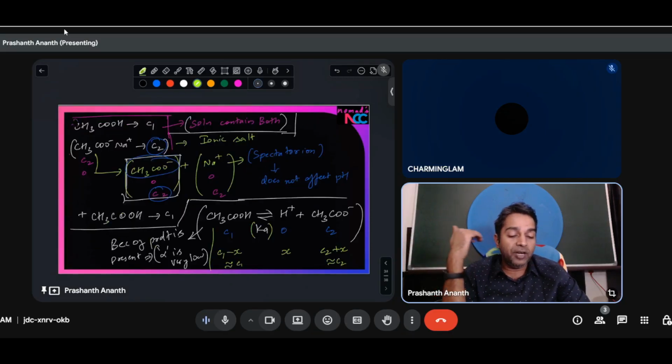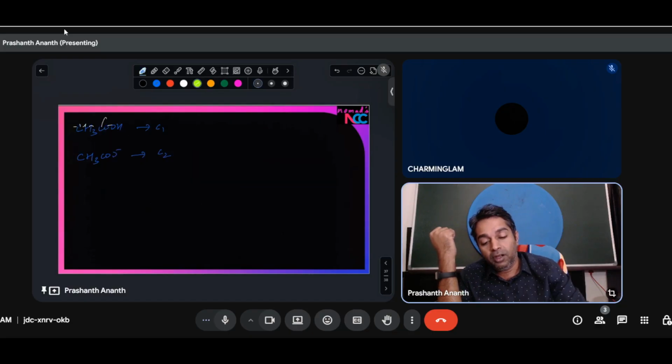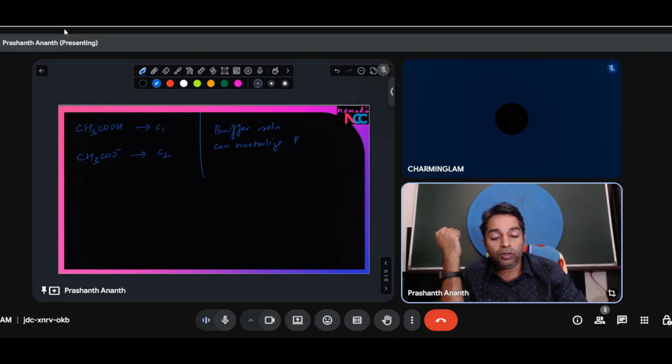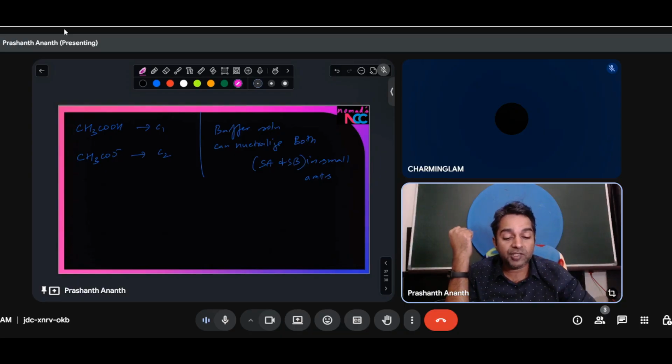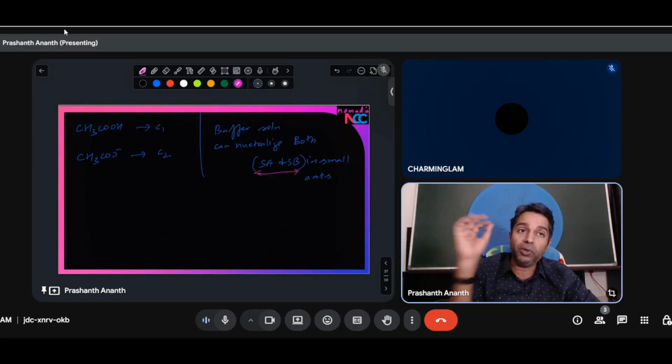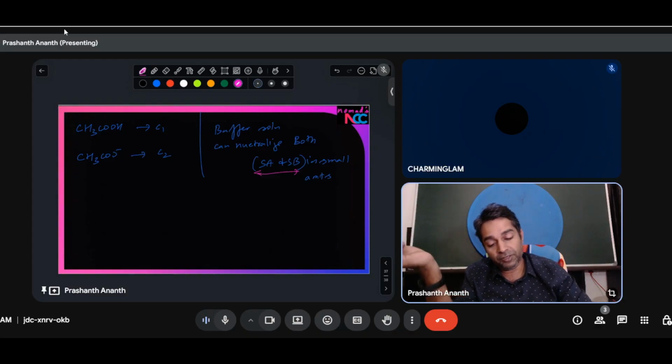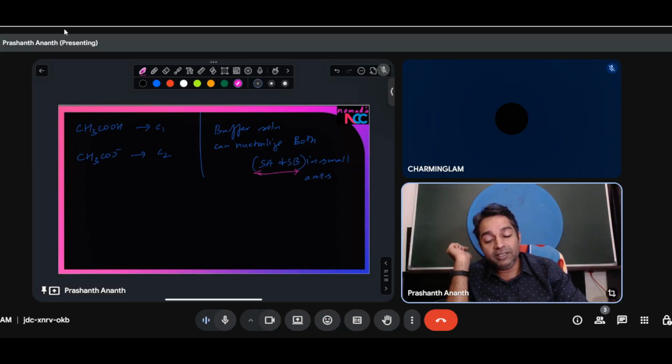So what is the principle behind a buffer? A buffer solution can neutralize both strong acid and strong base in small quantities or small amounts. If it can properly neutralize strong acid or strong base in small amounts, then we call it a buffer solution. Now, let us consider what can neutralize it in the solution which I have given you.